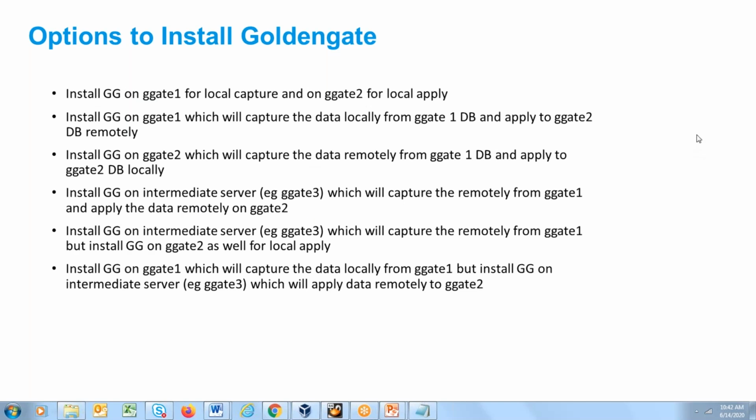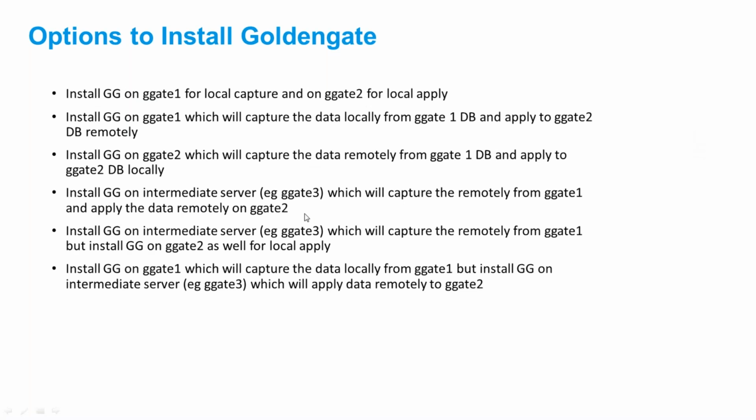However, in the fourth option, you are installing Golden Gate on an intermediate server and using that intermediate server to capture the data remotely as well as apply the data remotely. So this one is remote capture as well as remote apply. The fifth option is install Golden Gate on an intermediate server, which will capture the data remotely from ggate1, but install Golden Gate on ggate2 for local apply.